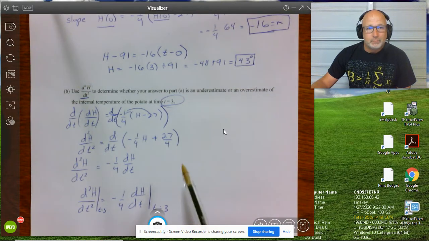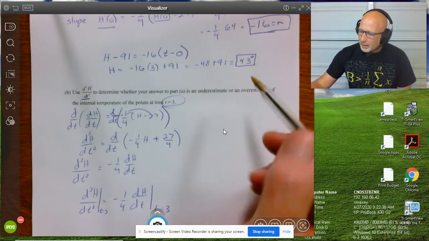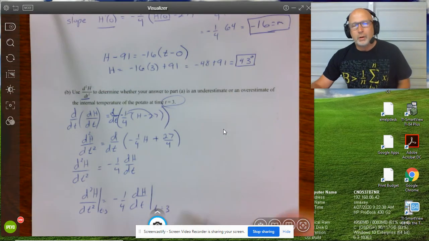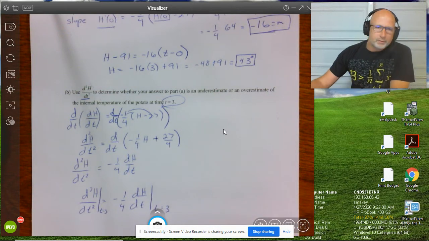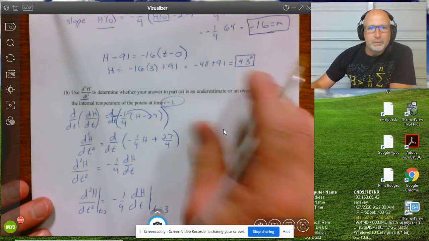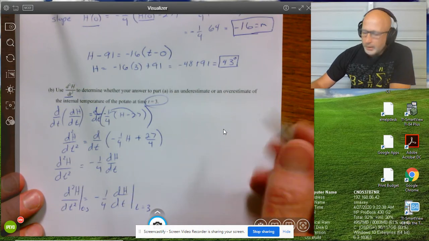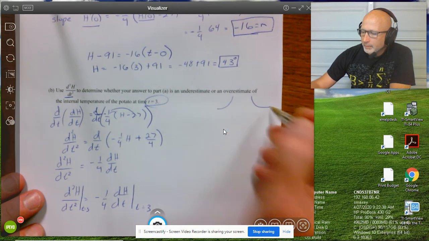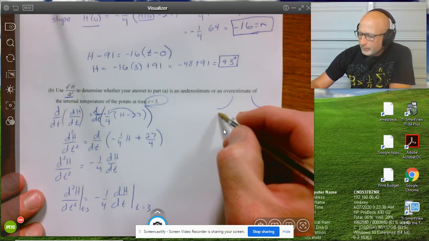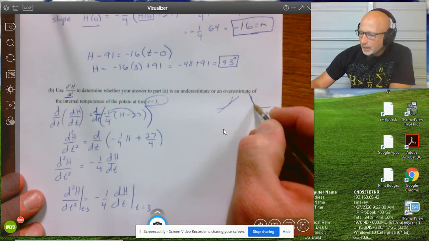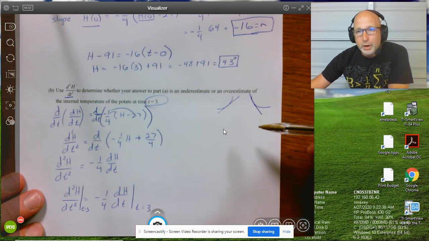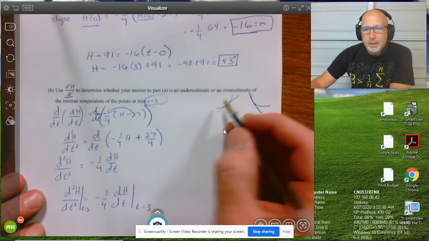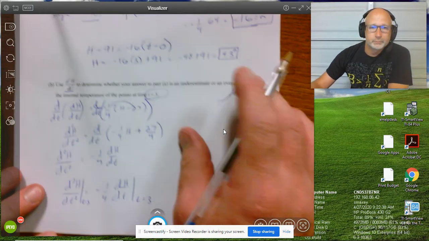It says use it to determine whether this answer 43 is an overestimate or an underestimate. Now, why would the second derivative tell me that? Okay, if the second derivative was positive, that means the graph of h is concave up. So concave up, it may look like that, it may look like that, whatever it is, but regardless, no matter where I draw the tangent line, that estimate's always going to be below the curve. So if the second derivative turned out to be positive and it was concave up, then I know my estimate is going to be an underestimate.